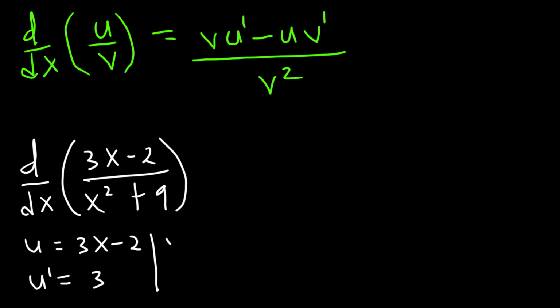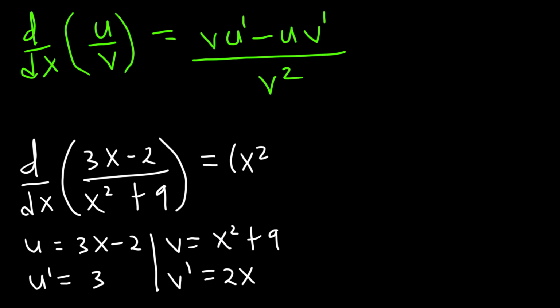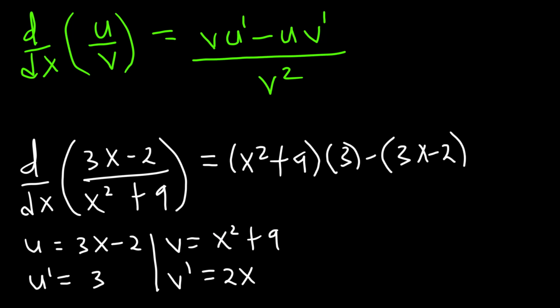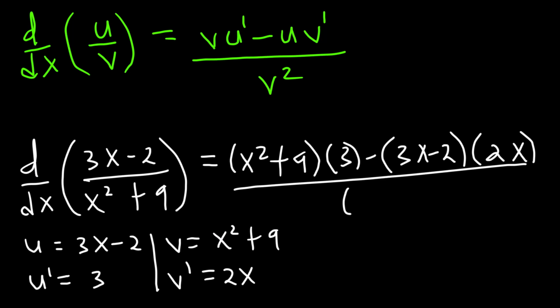And then v will be equal to x to the power of 2 plus 9. Then v prime will be equal to the derivative of x to the power of 2, which is 2x, and then the derivative of 9 is 0. So this will be equal to v, which is x to the power of 2 plus 9, times u prime, which is 3, minus u, which is 3x minus 2, times v prime, which is 2x. And this will be divided by v, which is x to the power of 2 plus 9, to the power of 2.